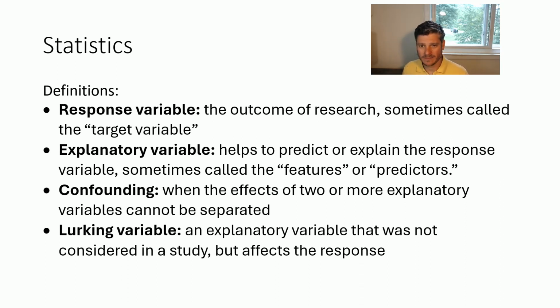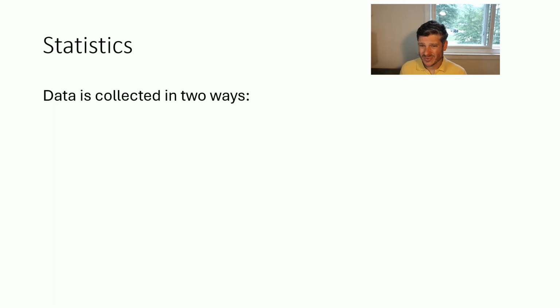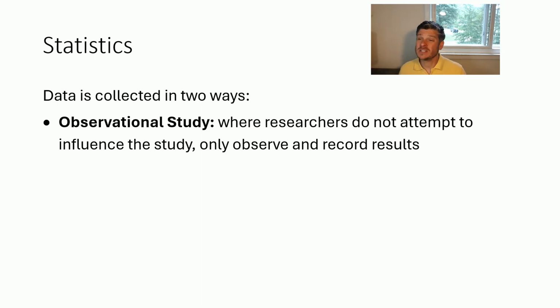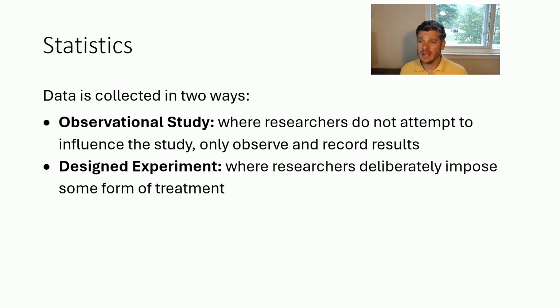Now, when we collect our data, we typically collect our data in two ways. The first is an observational study, and this is where researchers do not attempt to influence the study at all. All they do is just observe and then record the results. The other way we collect data is through a designed experiment. And this is where researchers deliberately impose some form of treatment. And that's the key right there. If something is being imposed, if something is being forced into the study or into the research, that is absolutely going to be a designed experiment.